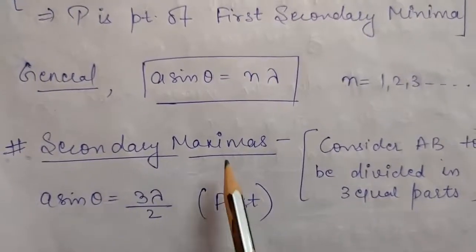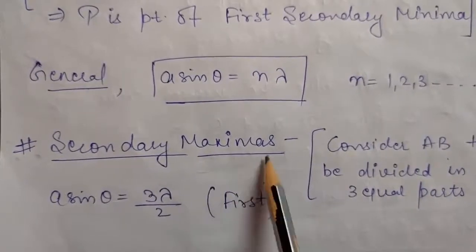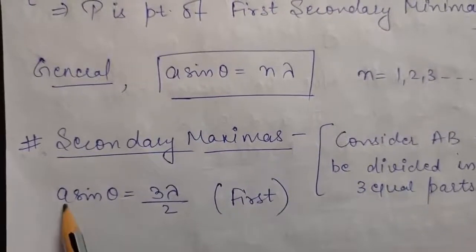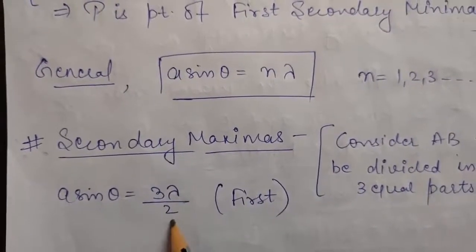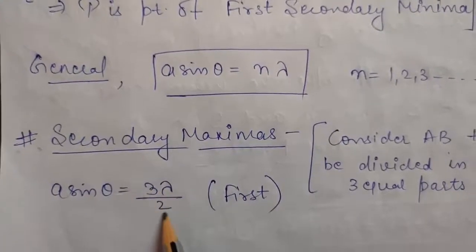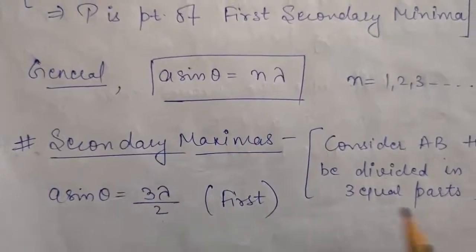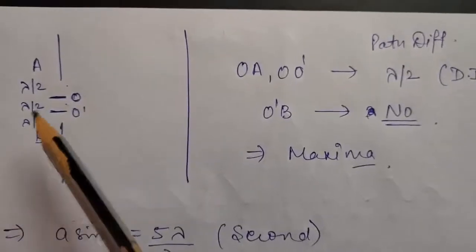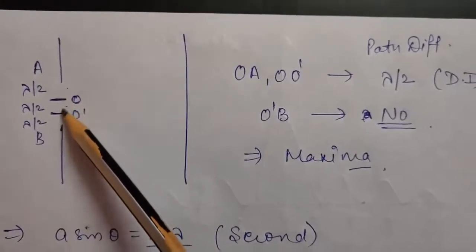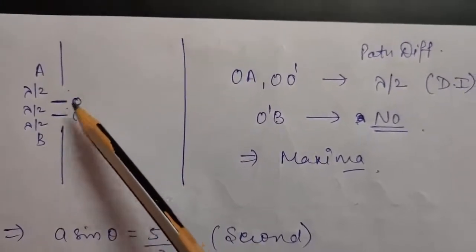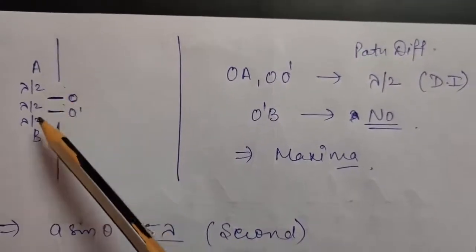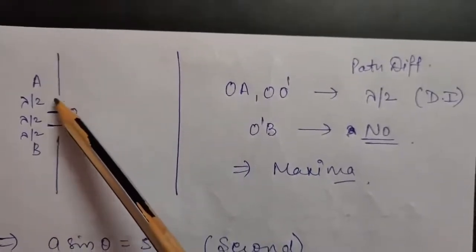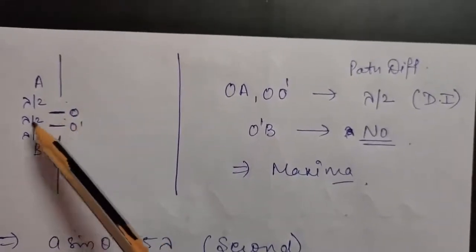To see the first secondary maxima, we will divide the slit into 3 equal parts, and here we consider a sin theta to be 3 lambda by 2. This is the complete path difference for slit AB, and we have considered the slit divided into 3 equal parts. I have drawn a different diagram here for that. So this slit is now divided into 3 equal parts. I am denoting these points as O and O dash. For this complete slit, we have considered the path difference to be 3 lambda by 2. If you divide it into 3 parts, that will become lambda by 2 for this, lambda by 2 for this, lambda by 2 for this.